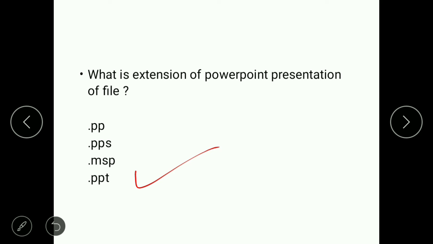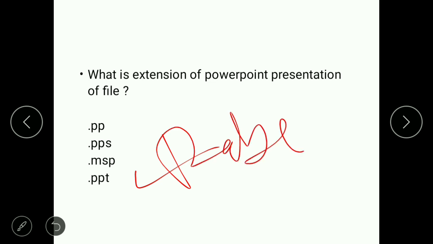PowerPoint presentation was created by Robert Gaskins and Dennis Austin, and it was also developed by Microsoft Corporation in 1987.